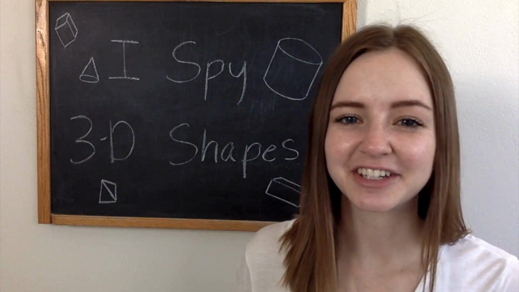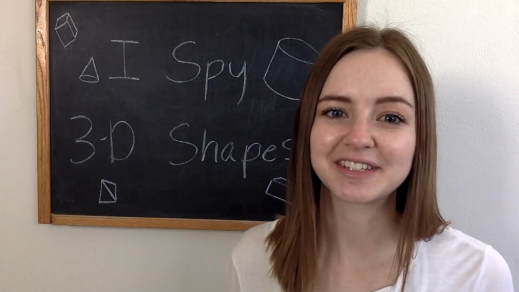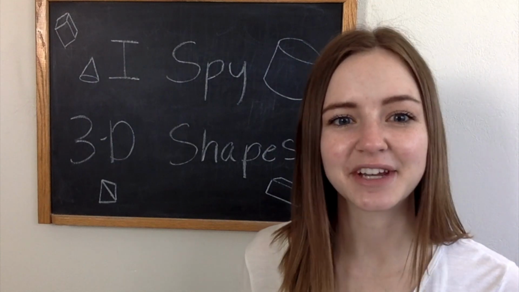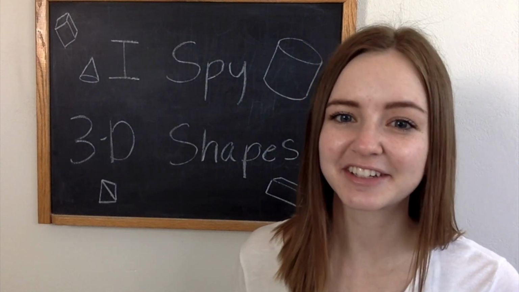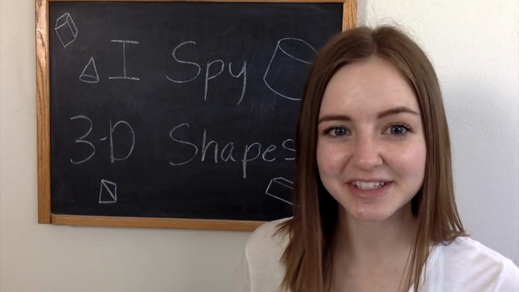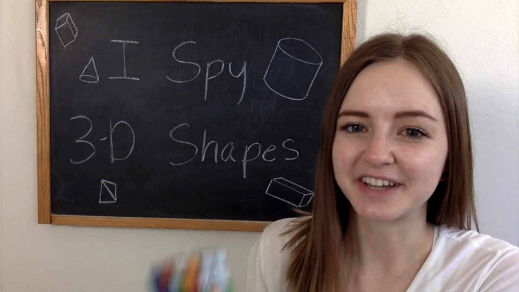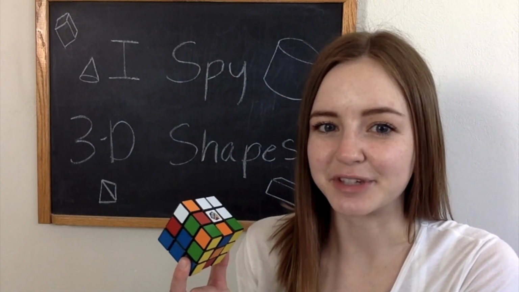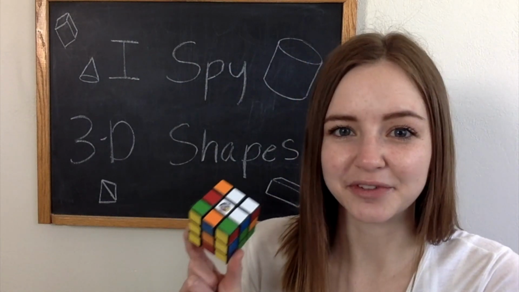Each player will take turns choosing an object in the room and giving clues for other players to guess the object. Try to focus on the characteristics or attributes of three-dimensional shapes, such as spheres, cubes, cylinders, cones, rectangular prisms, pyramids, and triangular prisms. For example, if I saw a Rubik's Cube, I could give clues such as, I spy an object that is very colorful and is a cube with 6 equal faces.